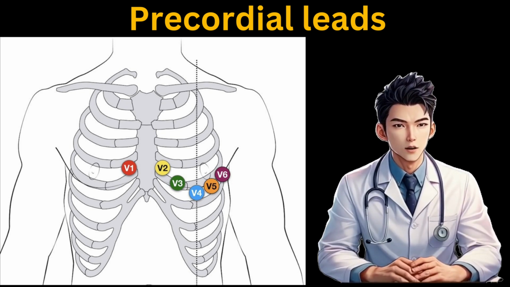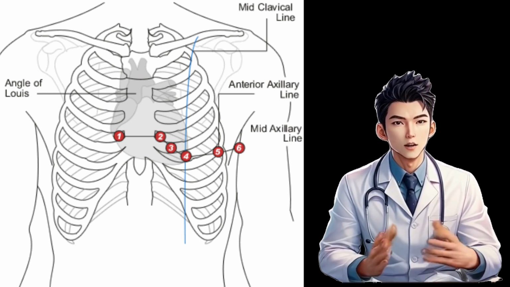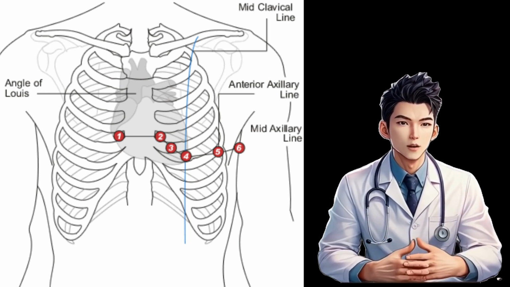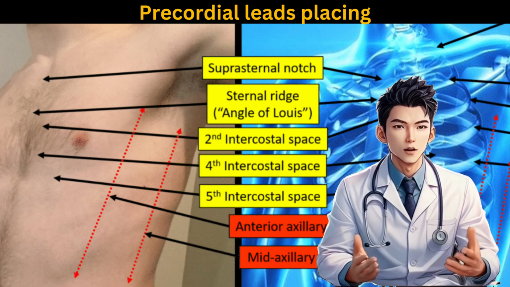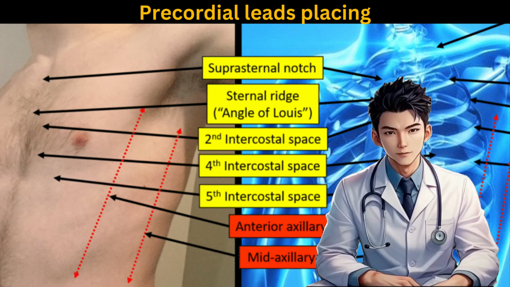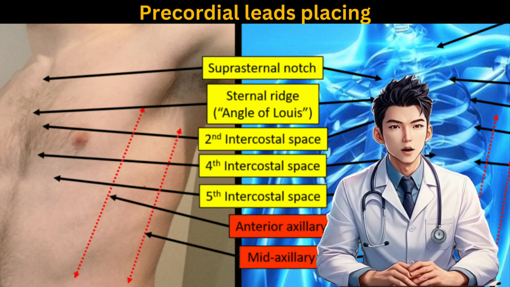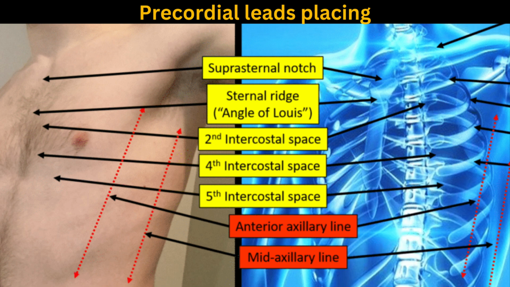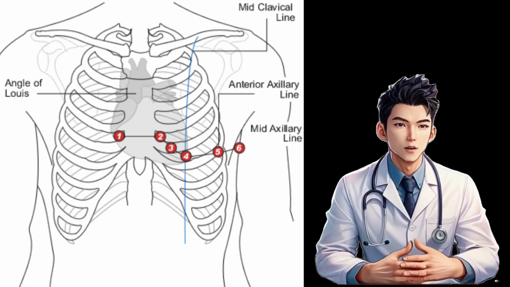Now how will you place these precordial leads? Basically, you palpate the sternal notch or jugular notch and you keep going downwards. You will feel a small ridge called the angle of Lewis, also called the sternal angle, where the manubrium joins the sternum. When you go to the right side, you will feel a rib, and beneath that rib is the second intercostal space. Then you palpate the third intercostal space and the fourth intercostal space. In the fourth intercostal space, beside the sternal body, you place the V1 lead.